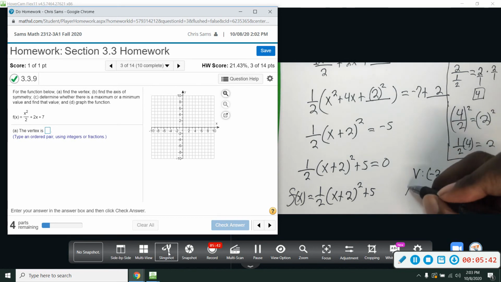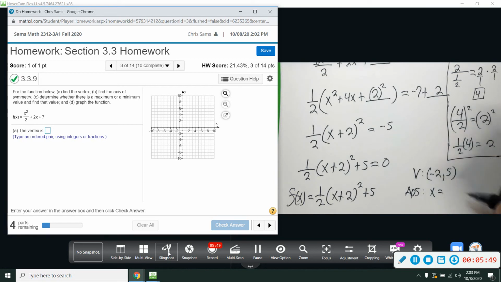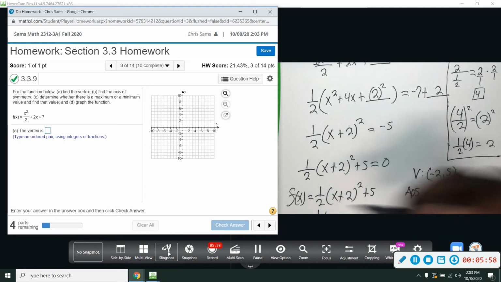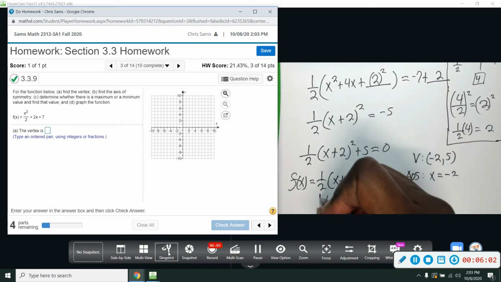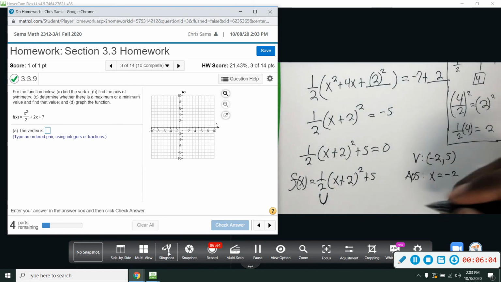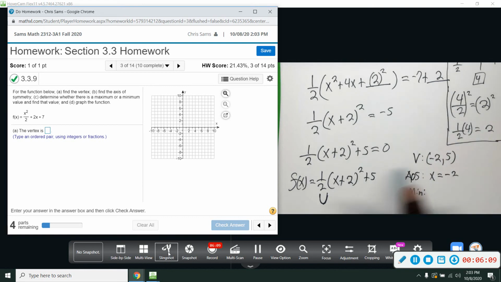Axis of symmetry, AOS, is given by x equals the same coordinate as the x coordinate from the vertex, so -2. Now, do we have a minimum or maximum? Well, a is positive. That means my parabola opens up like a U shape. All right, so U shape, indicating we're going to have a minimum. So we have a minimum, and the minimum value is the y coordinate of the vertex. So the minimum is 5.